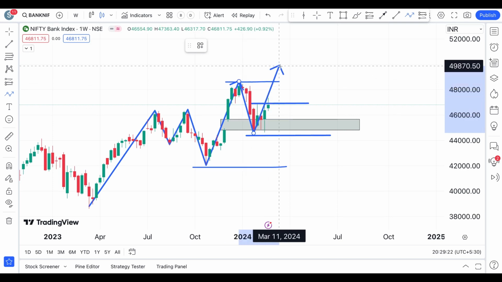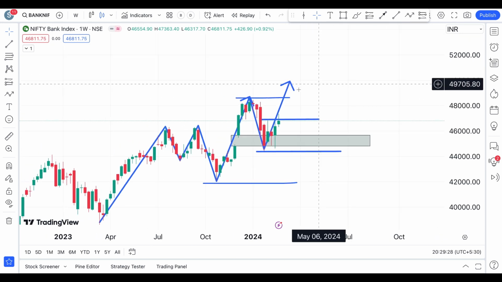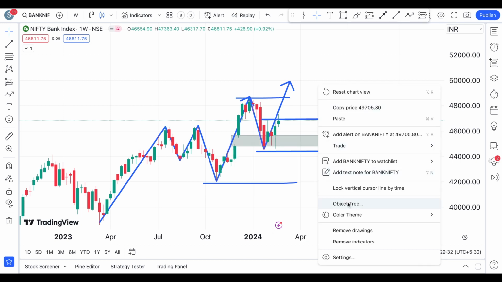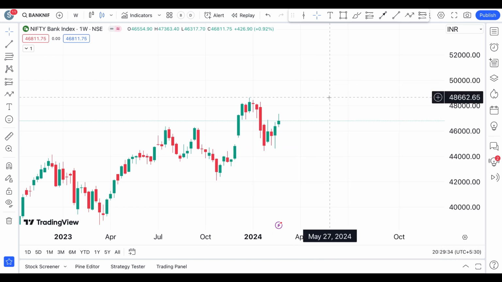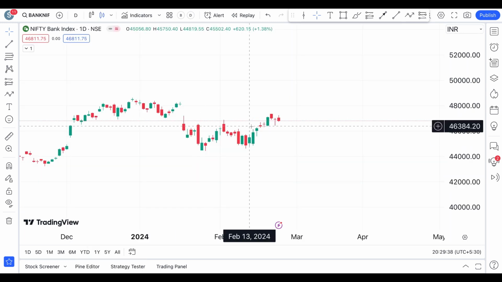Now if it breaks this level, then definitely there is a good chance for the bank nifty for new highs, and we can expect a very good momentum from the bank nifty here on this weekly chart. So that is how bank nifty is looking on a weekly chart. So let's quickly change that to a daily chart.